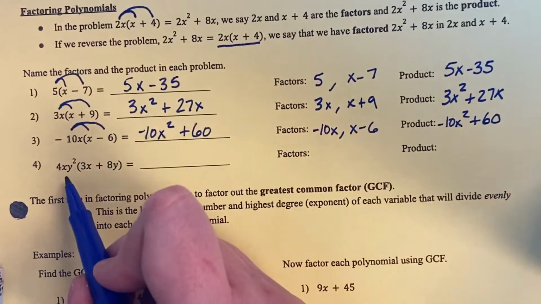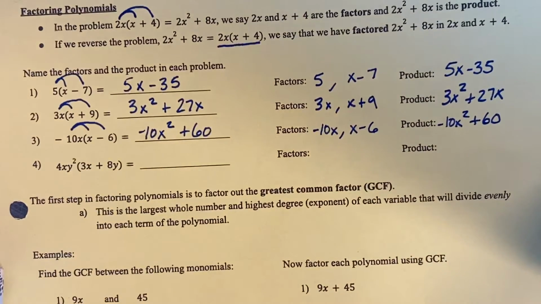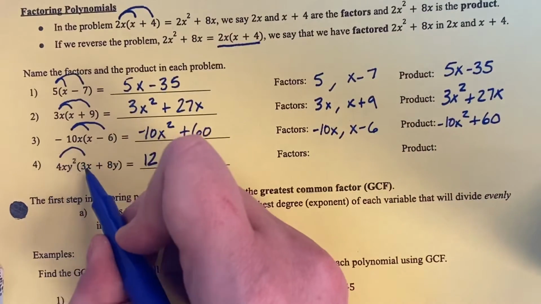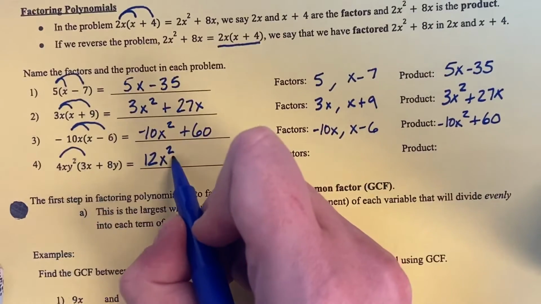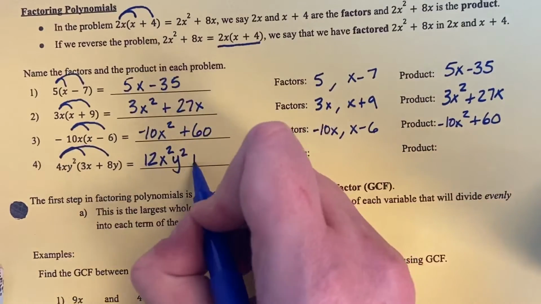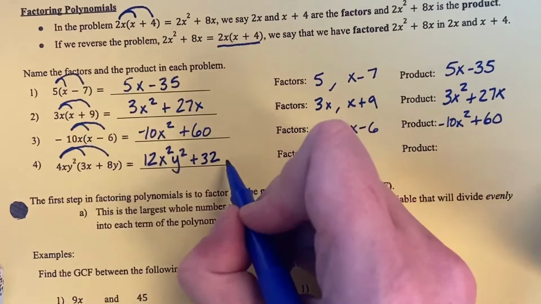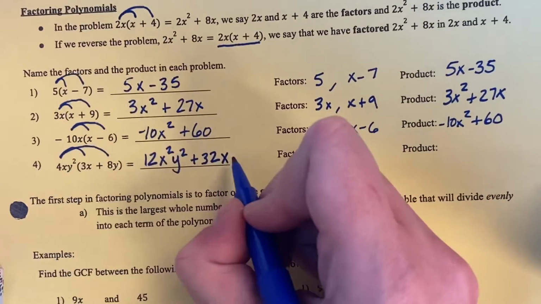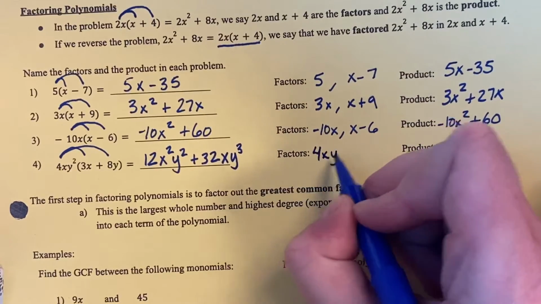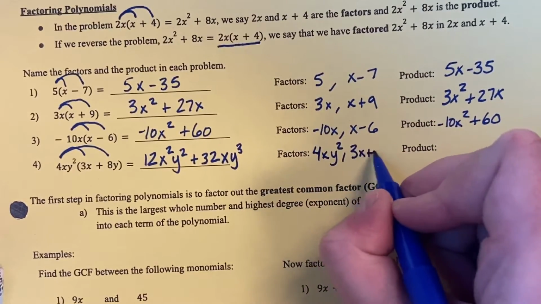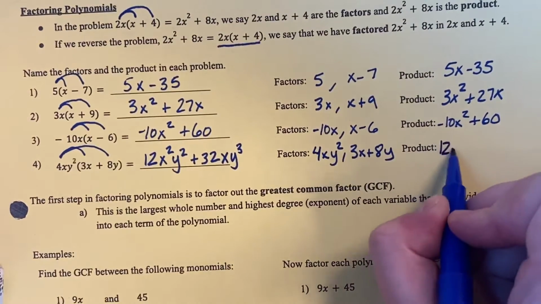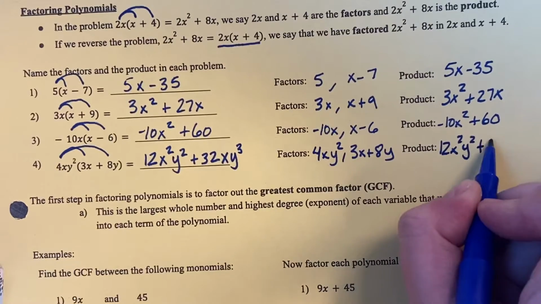And finally, 4xy squared times 3x plus 8y. You do the numbers first. 4 times 3 is 12. And then an x times an x is an x squared. And then the y squared comes along for the ride in that first term. And then 4 times 8 is 32. The x comes along for the ride, and y squared times y is y cubed. So the factors are 4xy squared and 3x plus 8y.